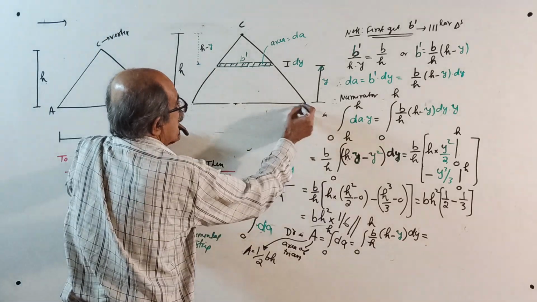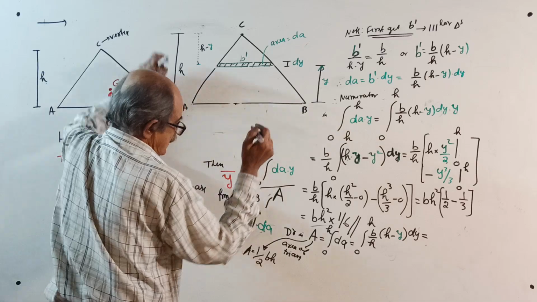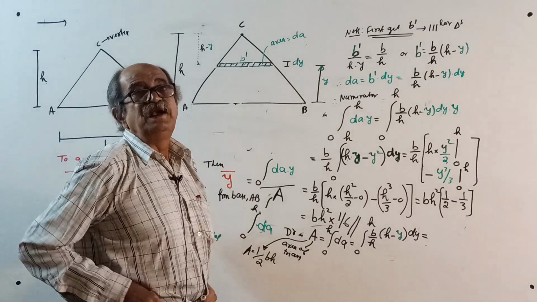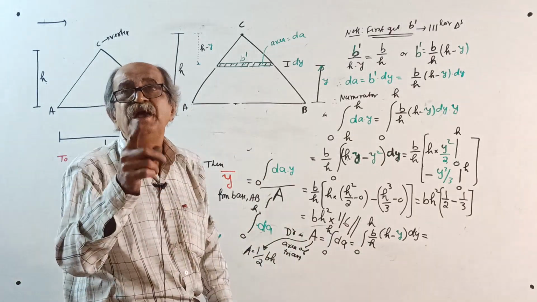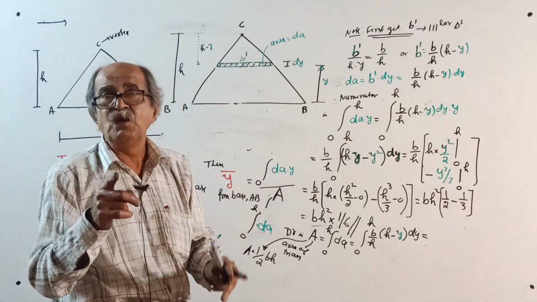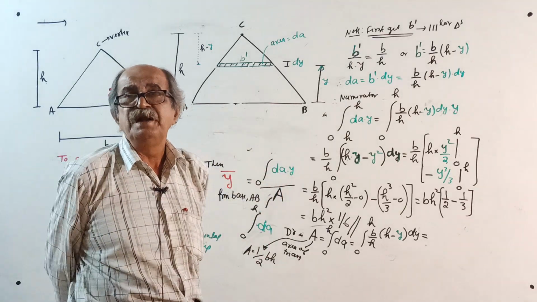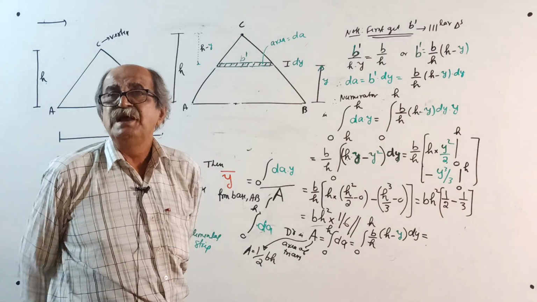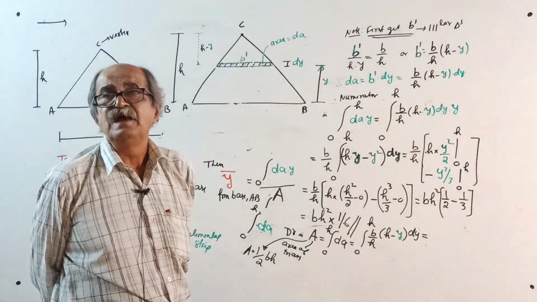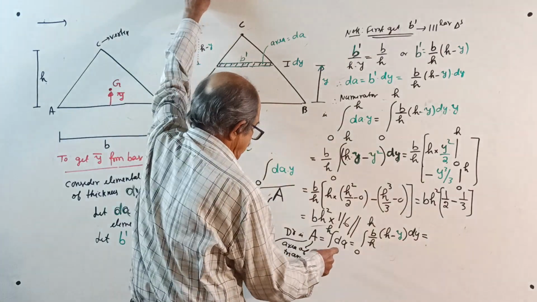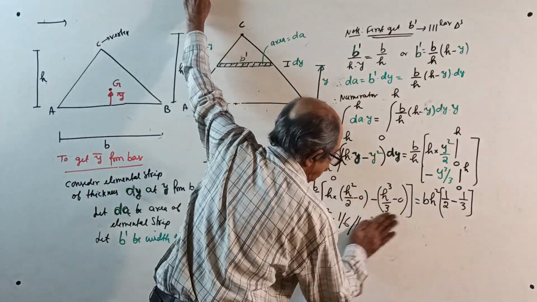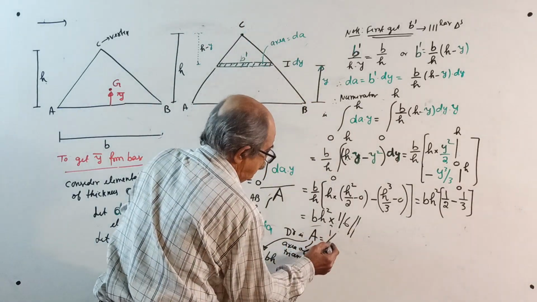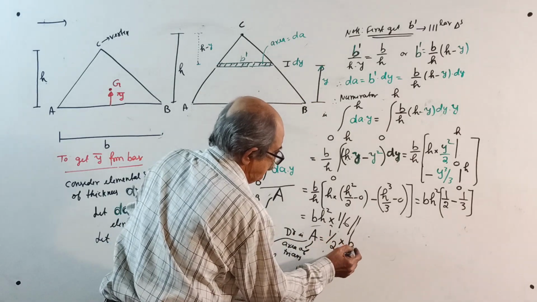Just for information, you can do one thing. Don't waste time. The denominator is the area of the triangle. The basic formula is integration of dA. If the area is bounded by a curve, as we saw last time, then you have to integrate. But for a triangle, throughout the world, even primary school students know that the area of a triangle is half base into height. Therefore, don't waste time on all this. You directly write area equal to half into base into height.